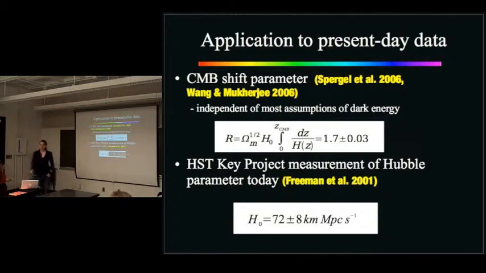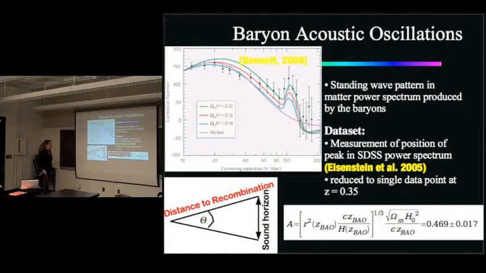Okay, so we applied it to real data. We used a shift parameter from the CMB. This is essentially a measure of the angular diameter distance from zero to the surface of last scattering at 1,100. And it's a good parameter to use because it's independent of the Hubble parameter. This drops out. We also took the HST Key Project measurement of the Hubble parameter today and the baryon acoustic oscillations measurement.